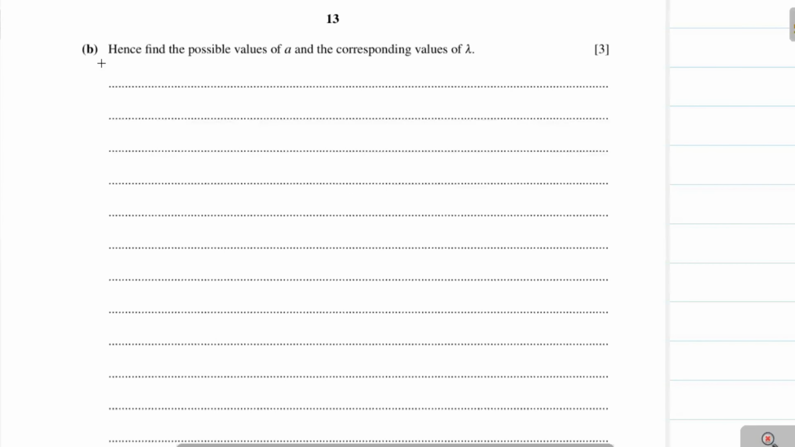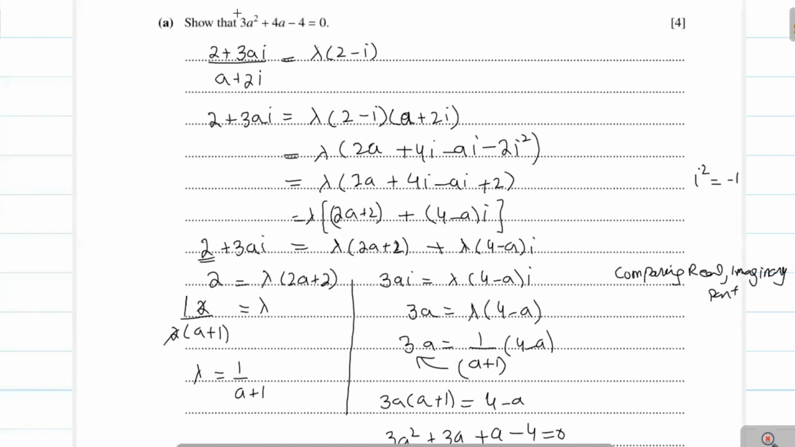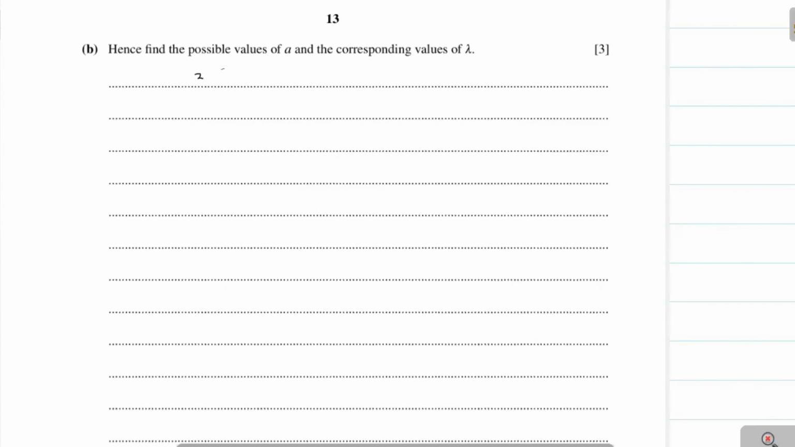You see, part B: hence the possible values of a and the corresponding values of lambda. You see here the equation given is 3a square plus 4a minus 4. We use this equation to calculate the value of a. Now we write 3a square plus 4a minus 4 equal to 0.